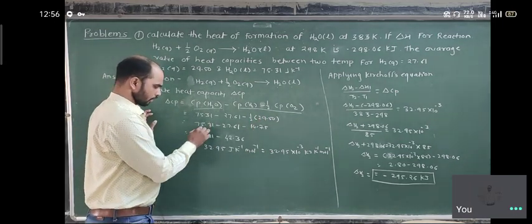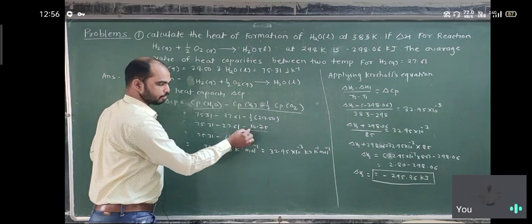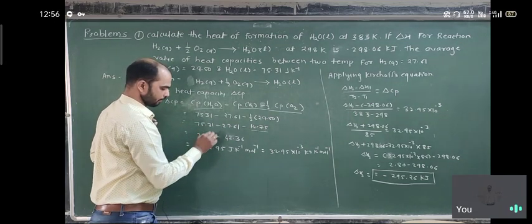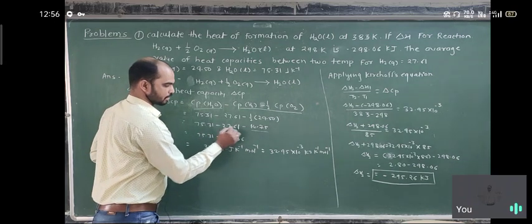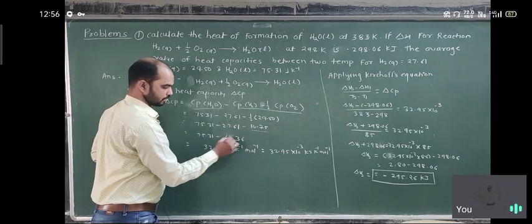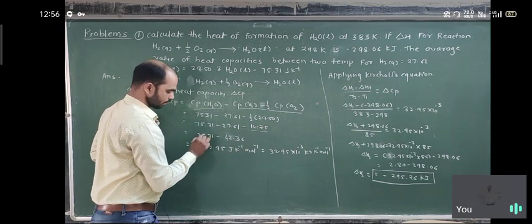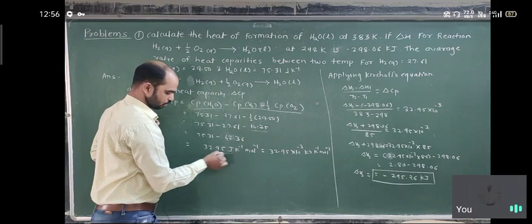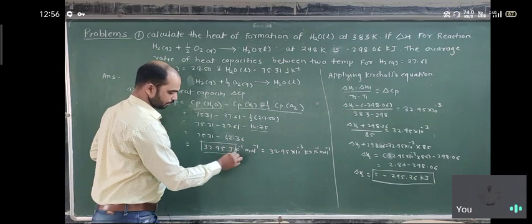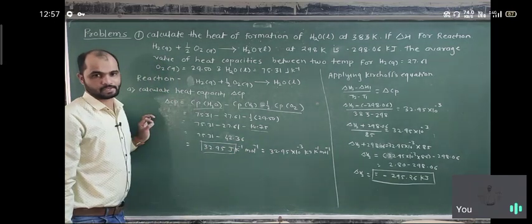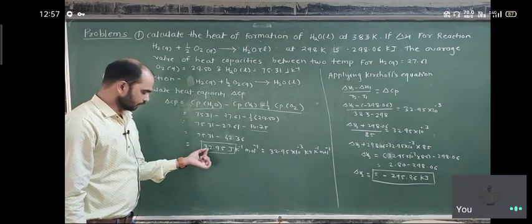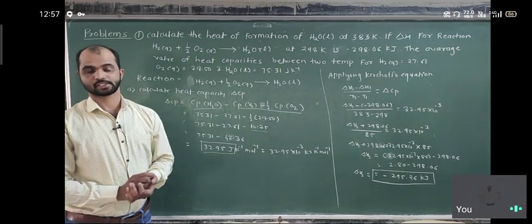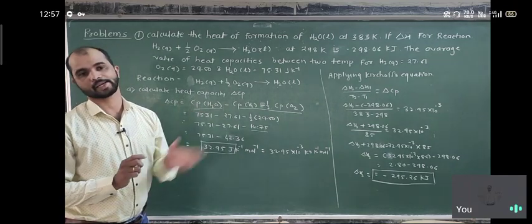So here we get 14.75. So here 75.31 minus, and we add these together, so this answer is 42.36. So 75.31 minus 42.36 is equal to 32.95 joule per Kelvin. So 32.95 joule per Kelvin is the change in heat capacity of the given reaction.